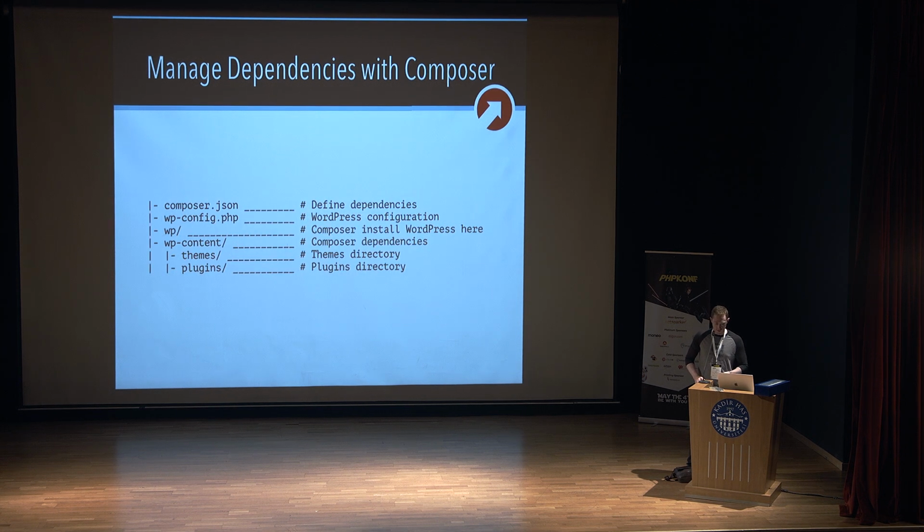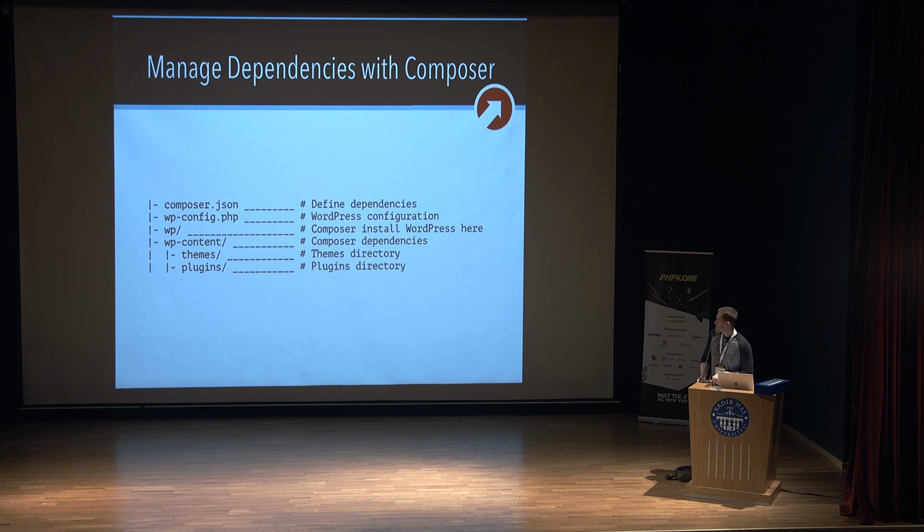So that looks like this, where we have a Composer file in the root of our project. We have a WordPress configuration file. That WordPress directory is automatically created by Composer, and then Composer manages plugins and themes in those directories. This is different. You don't see this as much in WordPress, but this is how we do it, what we find works best.